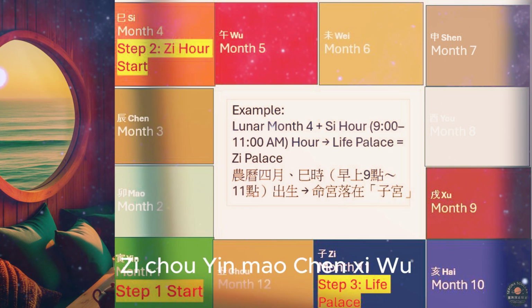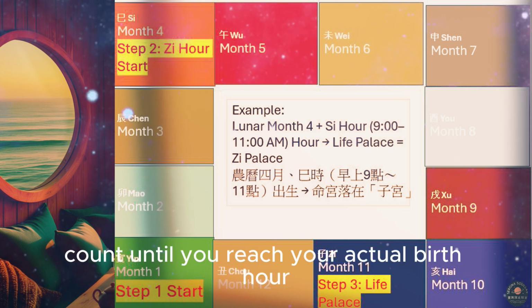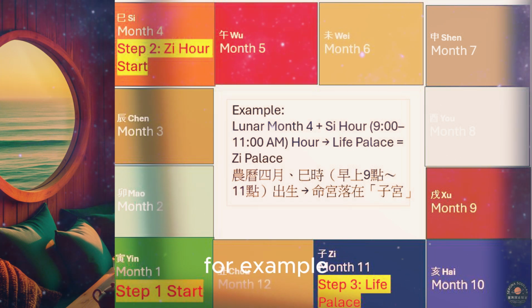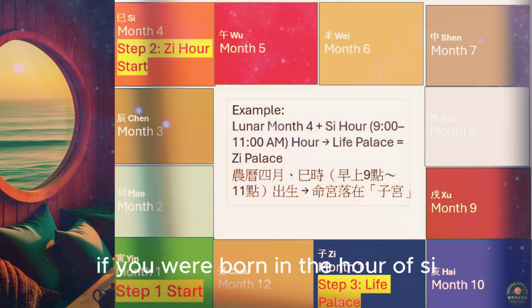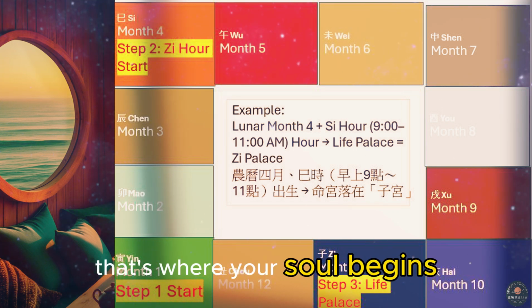Zi, Chou, Yin, Mao, Chen, Si, Wu, Wei, Shen, Yu, Shu, Hai. Count until you reach your actual birth hour. The palace you land on, that is your life palace. For example, if you were born in the hour of Sai, count 6 palaces counterclockwise. That's where your soul begins.